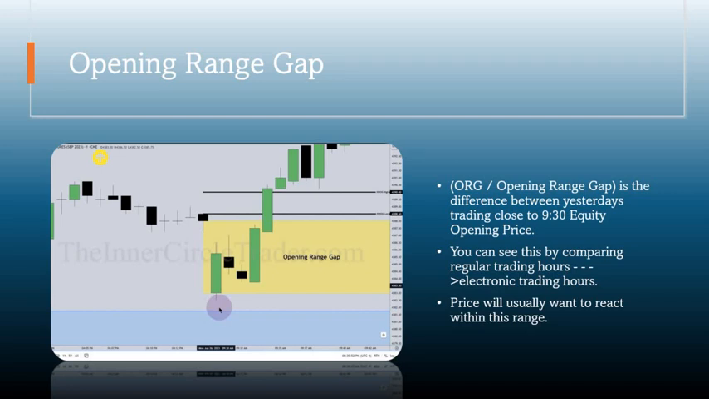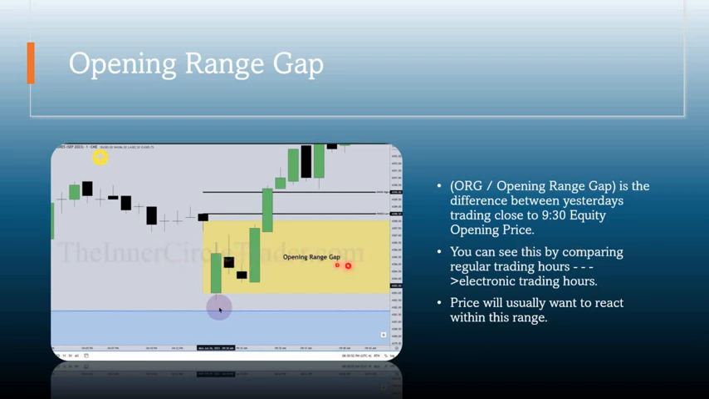So remember what I said about consequent encroachment. Consequent encroachment is the midpoint of any gap. Since you're marking out from 4 o'clock to 9:30 equity open, the midpoint of the gap will usually want to get interacted with, as well as the full fill of the gap. So wherever the closing price is, depending on multiple factors such as daily bias, intraday market profile, etc., price will usually want to interact with the consequent encroachment of this gap.